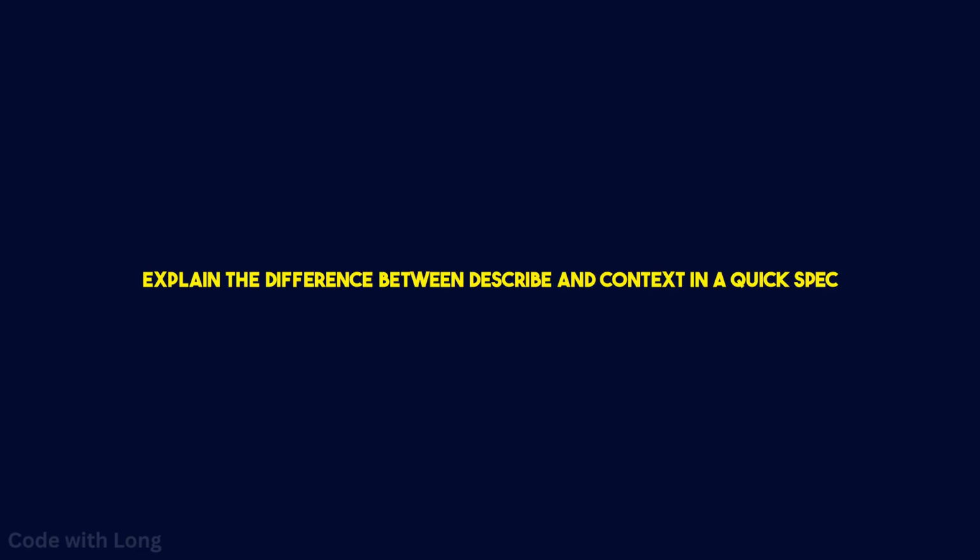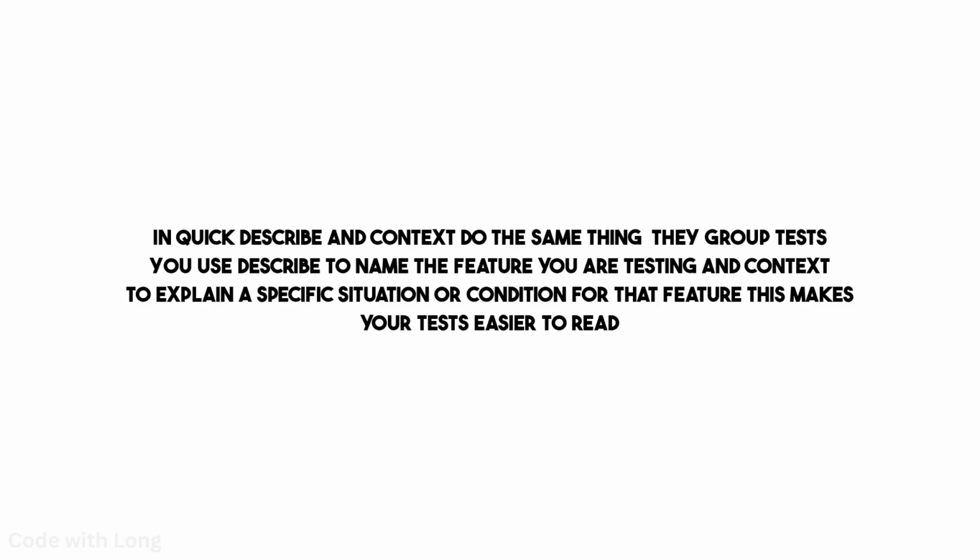Explain the difference between describe and context in a Quick spec. In Quick, describe and context do the same thing. They group tests. You use describe to name the feature you are testing, and context to explain a specific situation or condition for that feature. This makes your tests easier to read.